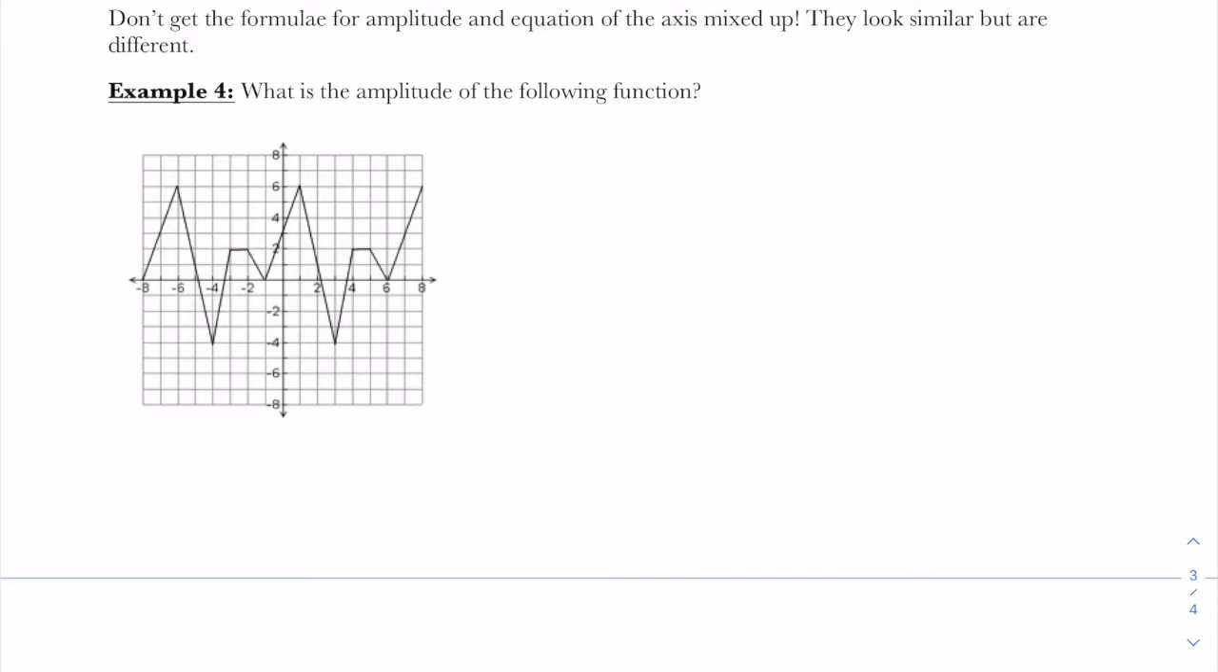Let's practice. This one is asking us for the amplitude of the following function. So looking at the picture, it appears like we have a maximum value of 6, and it looks like we have a minimum value of -4. And with that being said, we're ready to use the formula. So the amplitude is the absolute value of the maximum minus the minimum divided by 2.